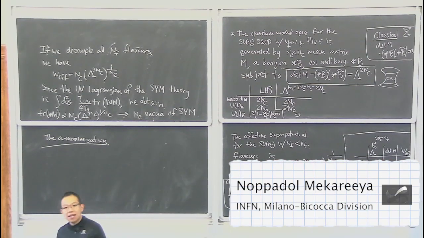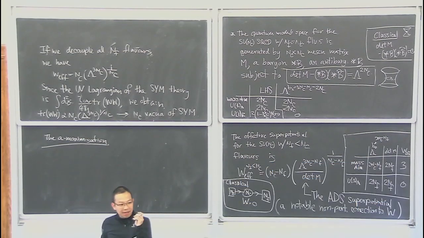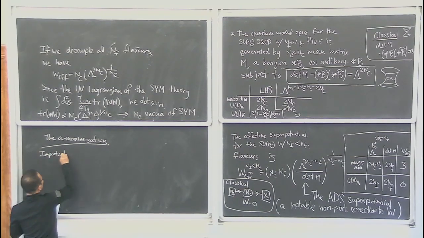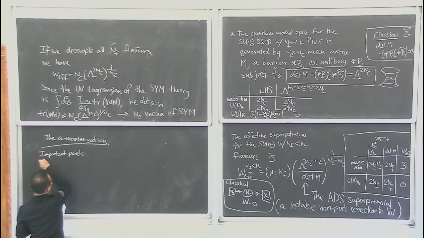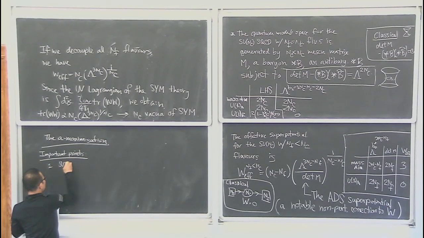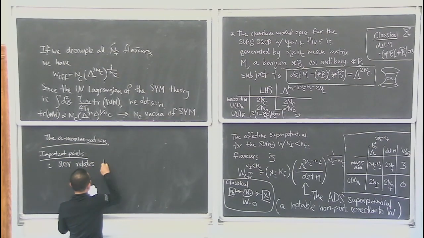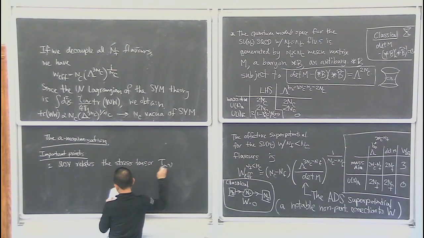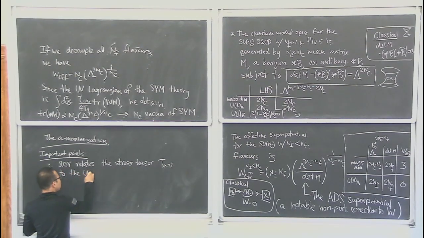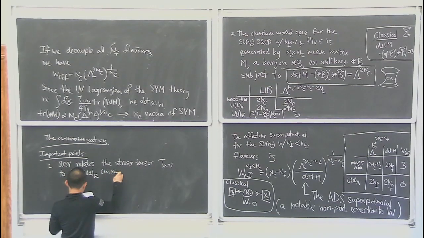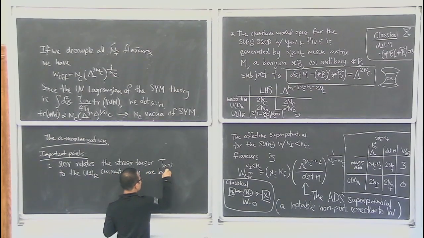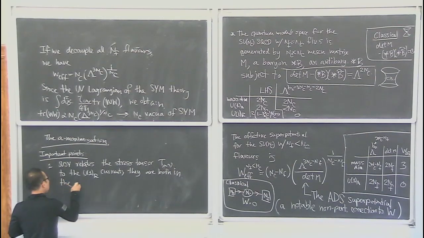Okay, so let me first mention certain important points, which some of you have seen some kind of idea of, but not pinned down. Some of you might know this already, but if you don't, you can go through it with me. Number one, supersymmetry relates the stress tensor T mu nu to the U(1)_R current, so they are both in the supermultiplet.